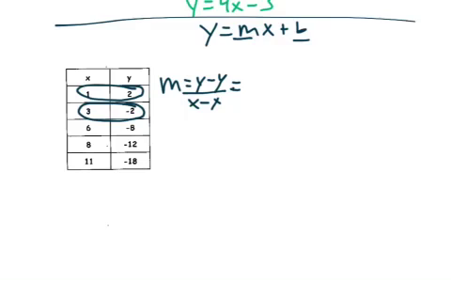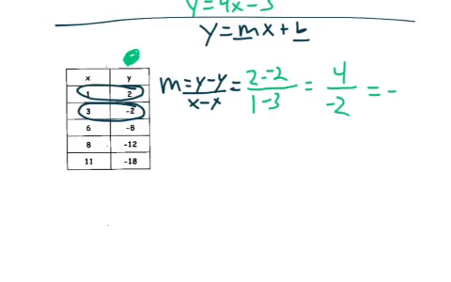So again, most importantly, remember you got to put your y's on top. So 2 minus a negative 2 on top. 1 minus 3. 2 minus a negative 2 is a positive 4. 1 minus 3 is a negative 2. 4 divided by a negative 2 is a negative 2. So there's your slope, m equals negative 2.